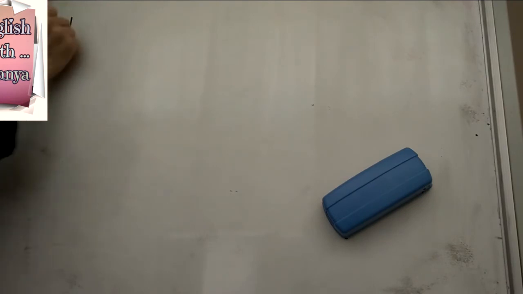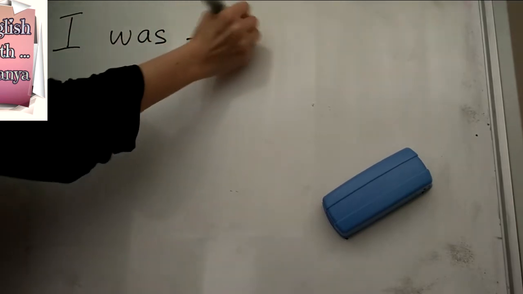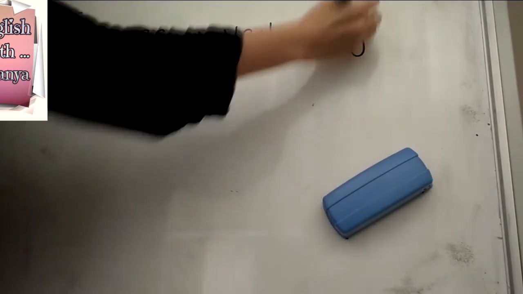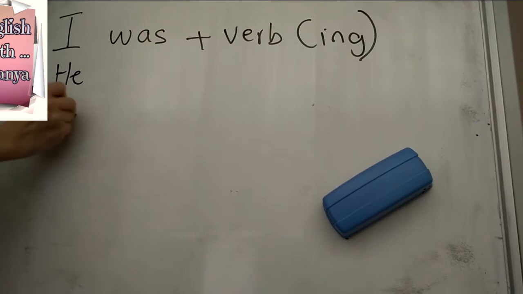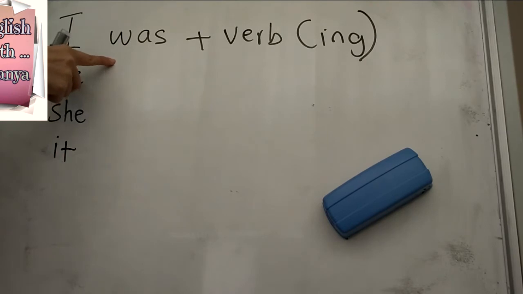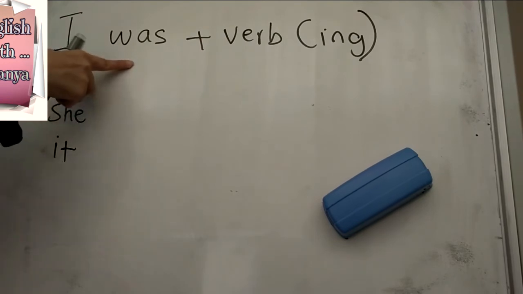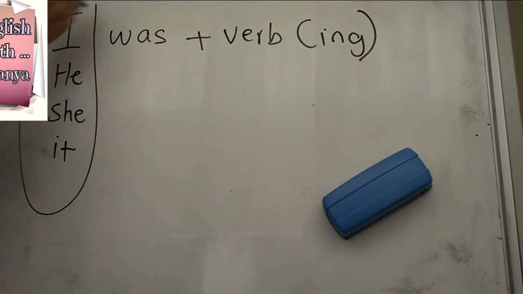The thing that I want you to remember, which is the rules, right? So in here we have I, then it will be I was plus the verb with ing. And the same thing with he, she, and it. So it will be like I was playing football at 5 p.m., for example, or he was, or she was, it was. So we need to use was with all these subjects.